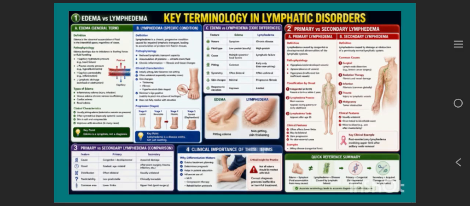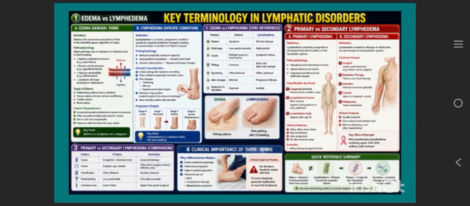Now next we will discuss key terminology in lymphatic disorders. First we will discuss edema versus lymphedema. Edema is a general term. What is the definition of edema? Edema is the abnormal accumulation of fluid in the interstitial space, regardless of cause. What is the pathophysiology of edema? Edema develops due to imbalance in Starling forces or fluid handling.